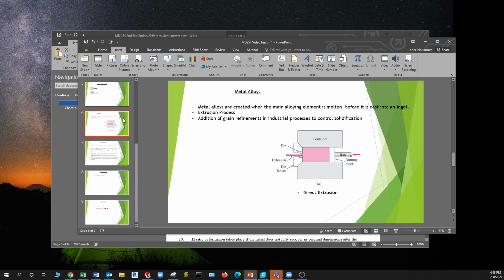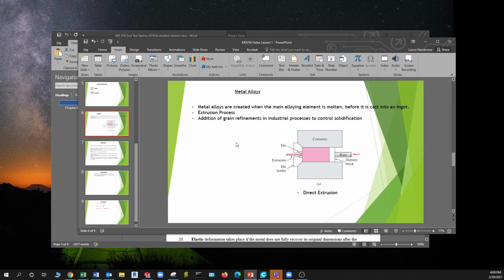So we talked a little bit about metal alloys, but what I want you to take away from this for the preparation for the test is that metal alloys are created before a forging process takes place. So, i.e., the metal alloys that we're talking about are going to be created when the main alloying element is molten and before that is cast into an ingot. So it's added in while it's molten, and then the ingot is then forged after the fact.